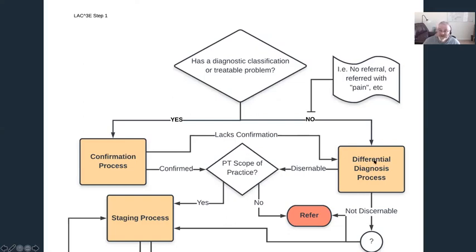From the differential diagnosis process, you decide whether you can discern a differential diagnosis of a pathoanatomy or whether you can't. If it's discernible, then is it in the scope of practice? If it's not discernible, question mark. At this stage, what do we do? What are we treating? You may refer back and say, we really don't know what to do here, or you may enter a staging process and try to stage completely based on signs and symptoms.